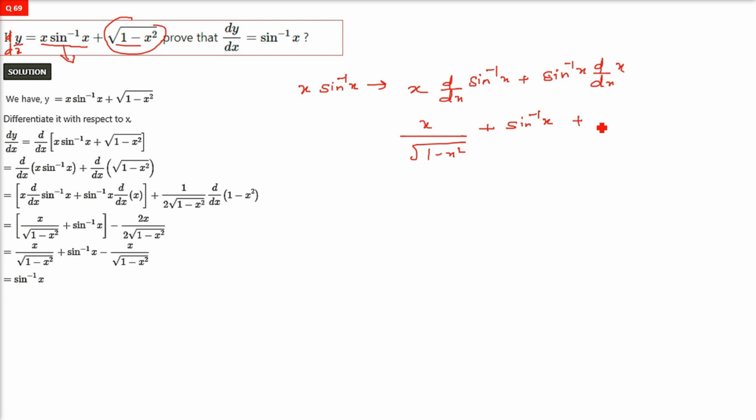Okay, now the differentiation of the second part, which is under root 1 minus x square. So 1 by twice of under root 1 minus x square, whatever is under root, it will be 1 by twice of that thing.